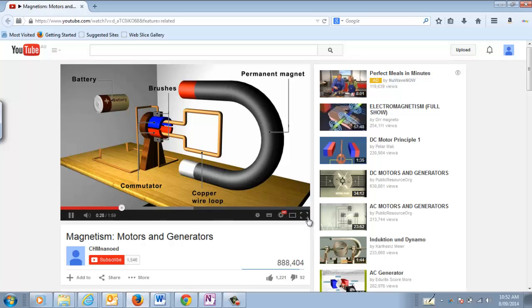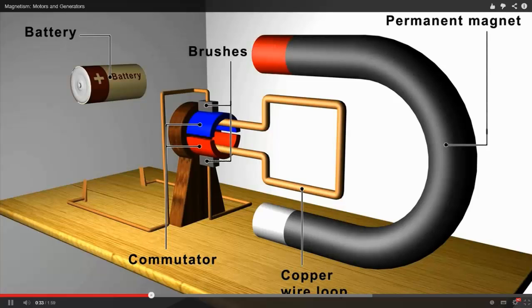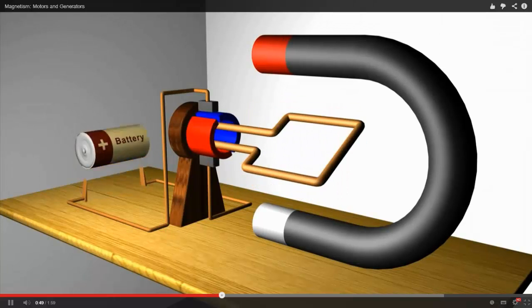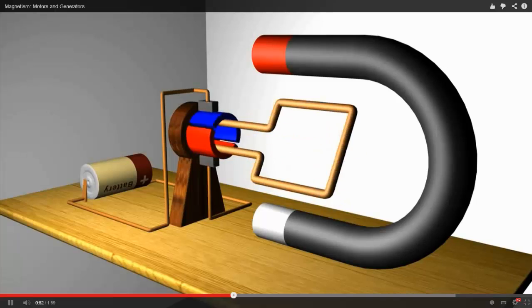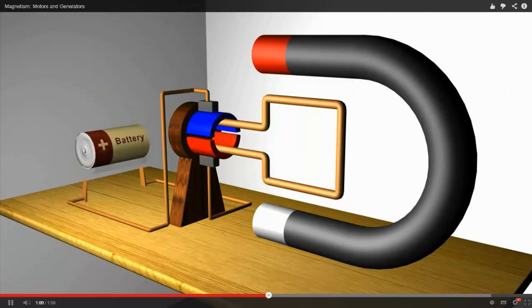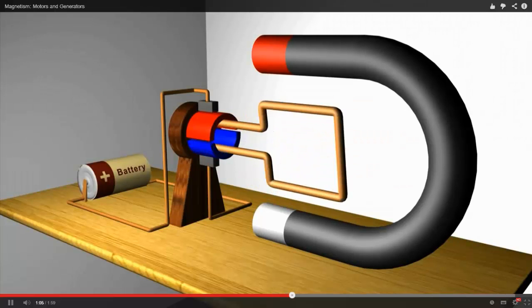Basic structure of an electric motor. We can see the battery, the commutator, the brushes, the copper wire loop, and the permanent magnet. The brushes are attached to a wooden support, and the commutator is fixed to the loop of copper wire. The commutator rotates freely, rubbing against the brushes. Now when we pass current through the circuit, this creates a magnetic field around the wire, which interacts with the field of the permanent magnet to produce a rotation of the loop that looks like this.